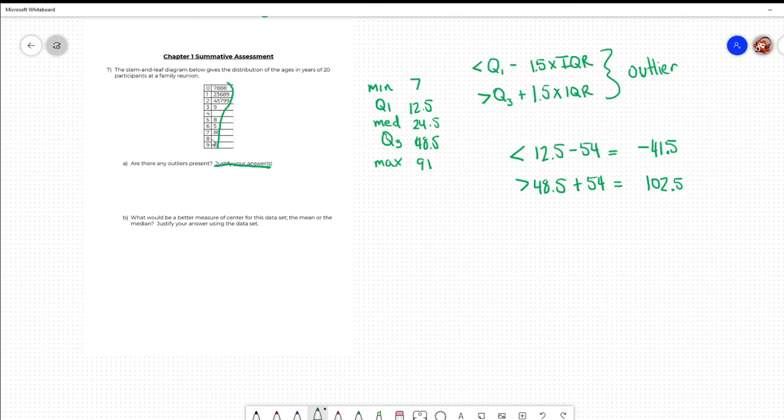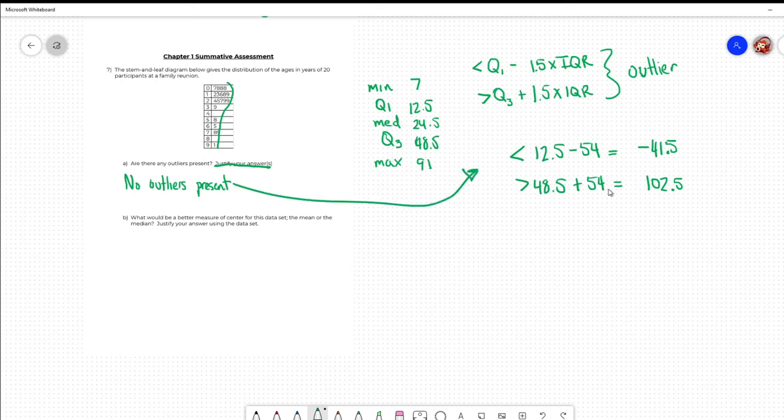Even with that point, even though it seems like an outlier, it technically is not an outlier. So I would say no outliers present. So my justification would be this.